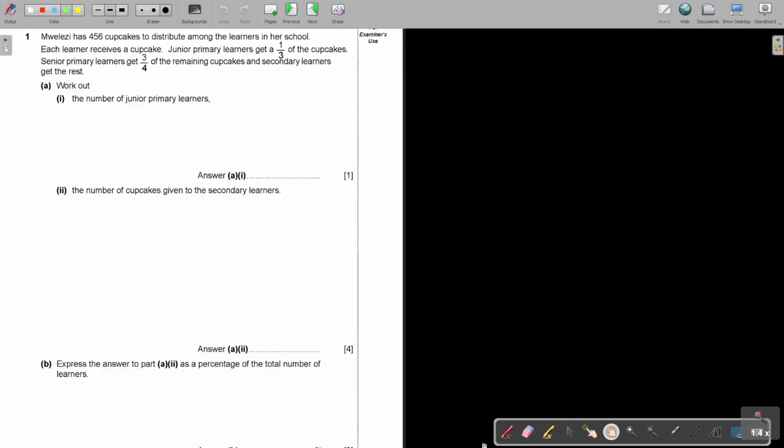Question number 1. Molezi has 456 cupcakes to be distributed among the learners in her school. Each learner receives a cupcake. Junior primary learners get a third of the cupcakes. Okay, and it's always good to underline as soon as you see it. So a third of the cupcakes. Senior primary learners get 3/4 of the remaining cupcakes, and secondary learners get the rest. So secondary learners get the rest. Work out the number of junior primary learners.